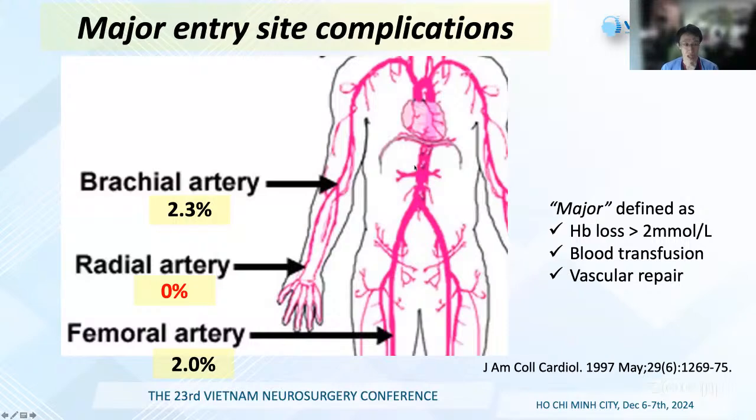So this is the rate of entry site complications. In this study, in the transradial approach, the complication rate at the puncture site was 0% compared to 2.0% for femoral artery access. It includes puncture site hematoma, dissection, or vascular repair.